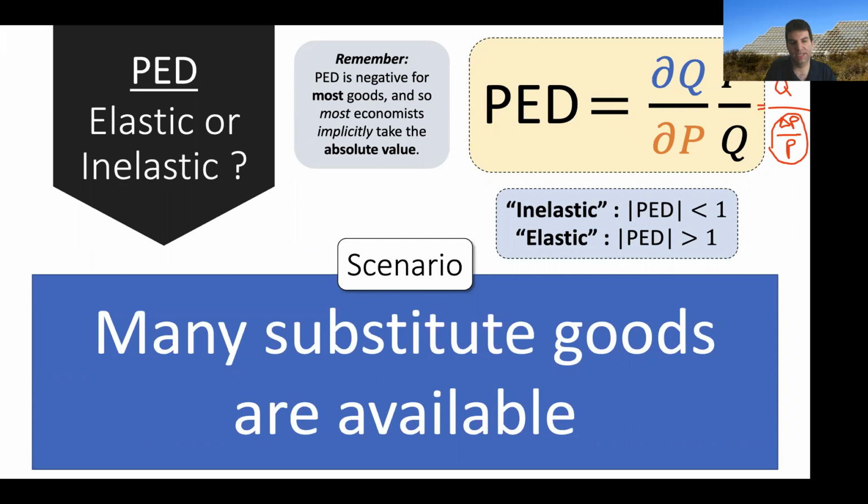Elastic means PED greater than 1, inelastic means PED less than 1. I will wait for a couple of answers to come in. If the good has lots of substitutes available, is someone going to be very responsive to price? Yes, they'll be responsive to price, so it's elastic. Or no, they will not be responsive; they'll ignore price and keep buying the same amount.